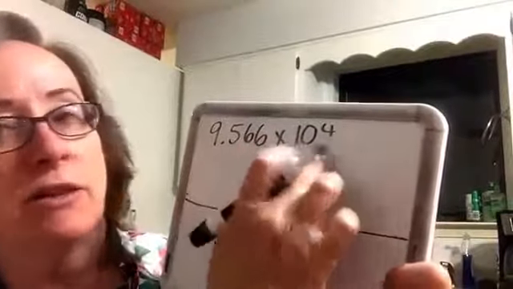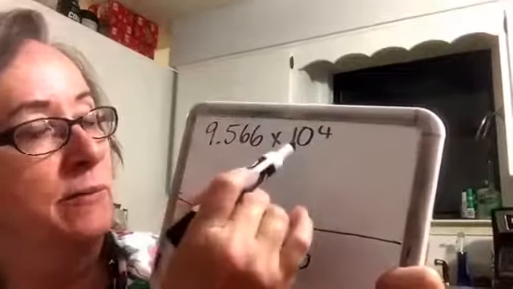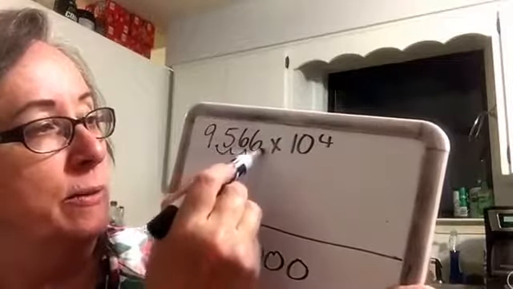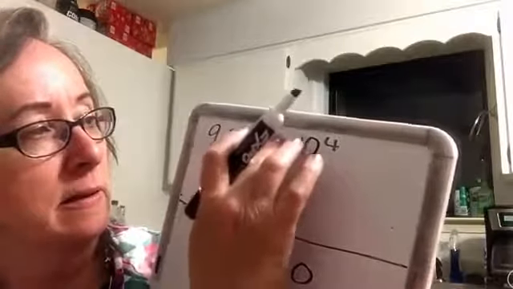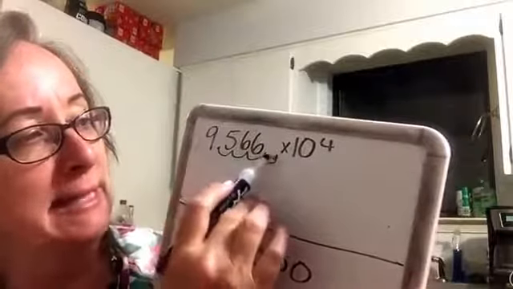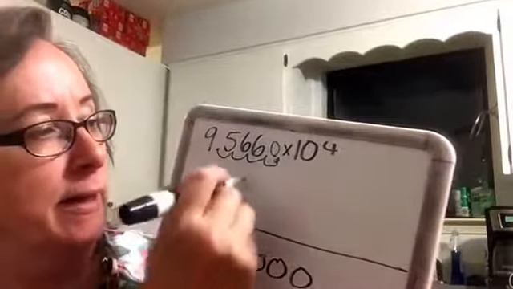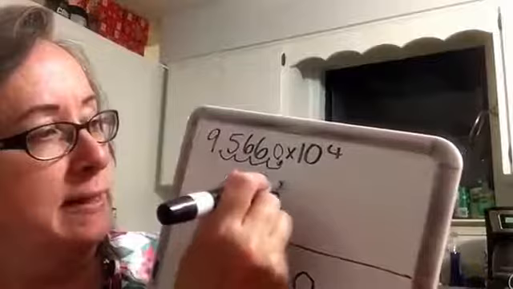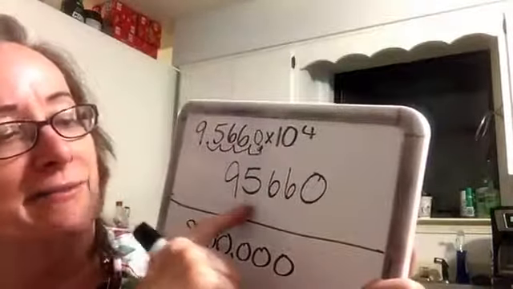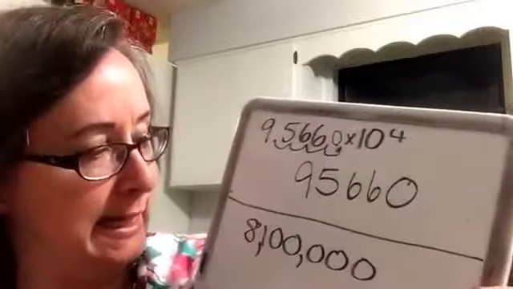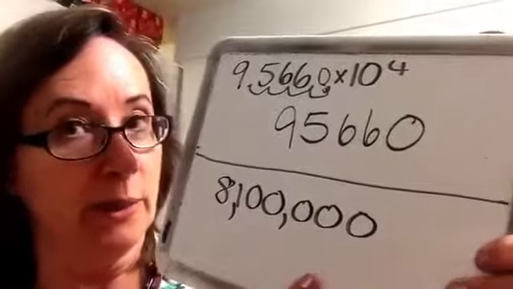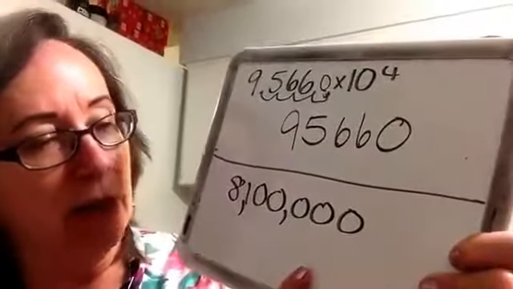All right, so the one on top, we're going to turn this scientific notation into a standard form. Since we have 10 to the 4th power, we're going to move the decimal 4 places to the right. So 1, 2, 3, 4. Move my little times sign. And since I moved past the end of my number, I've got to put a little 0 in. So the standard form is 95660, or 95,660.